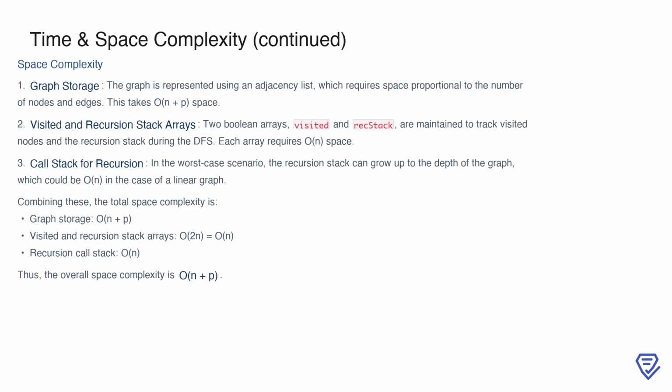When we combine these components, the total space complexity becomes O(n + p), aligning with the requirements of the problem and ensuring the algorithm operates efficiently in terms of memory usage.